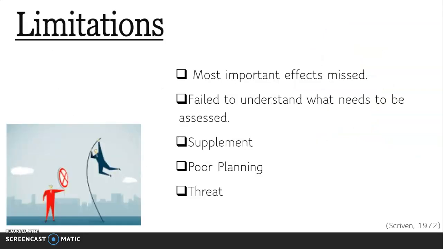Some of the limitations of the model are the following. Number 1. There is a chance that some of the most important effects will be missed. Number 2. The model failed to come to grips with the question of what effects to look at and what needs to be assessed. This eventually led Scriven to admit that goal-free evaluation was best used as a supplement to goal-based evaluation. Number 3. This approach can only lead to poor planning. Number 4. Goal-free evaluation is seen as a threat by many program designers.